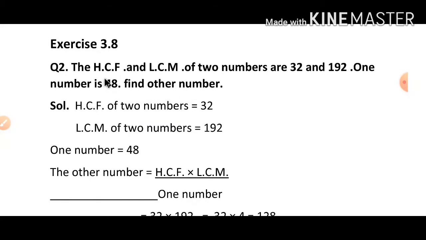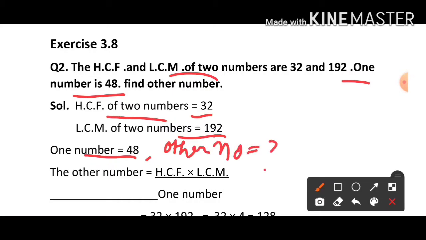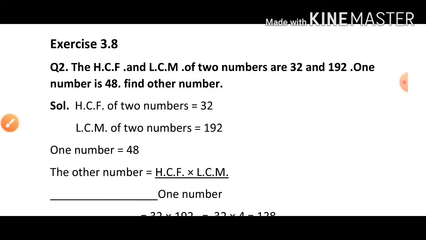First see what is given here. The HCF is 32 and LCM is 192, and one number is given, 48, and we have to find the other number. We know that, first write: HCF of two numbers 32, LCM of two numbers 192 and one number 48, and here what we have to find? The other number. And we know the formula that the other number is equal to HCF into LCM upon one number.